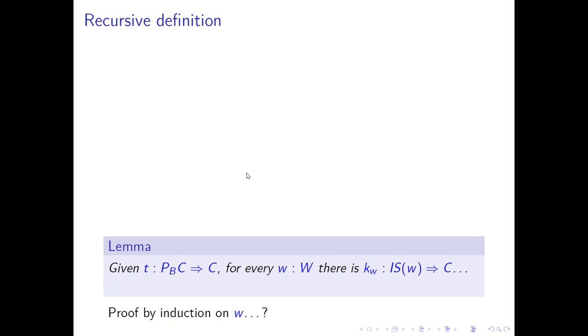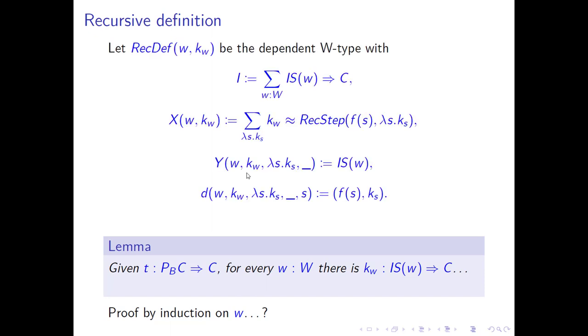throughout the whole tree to get an extensional function out of the setoid of immediate subtrees without any further assumptions, except this algebra map, of course. But we can't do that in this way, simply because we don't know whether the functions we get out of the inductive hypothesis are, again, extensional. And what we can do is, as I said, use again dependent W types to define the type of recursively defined functions out of an immediate subtree. So now the index type is given by a pair of a W type and an extensional function out of the immediate subtrees of that tree.